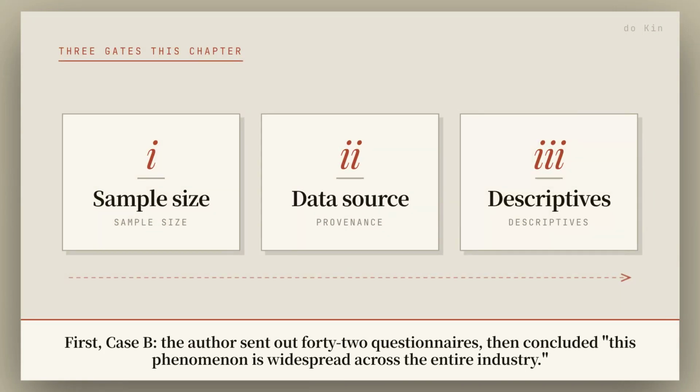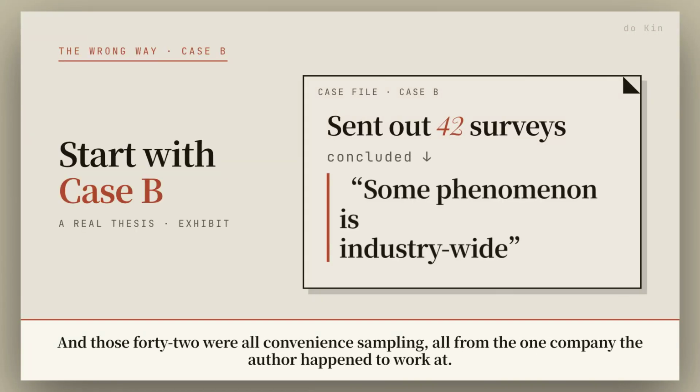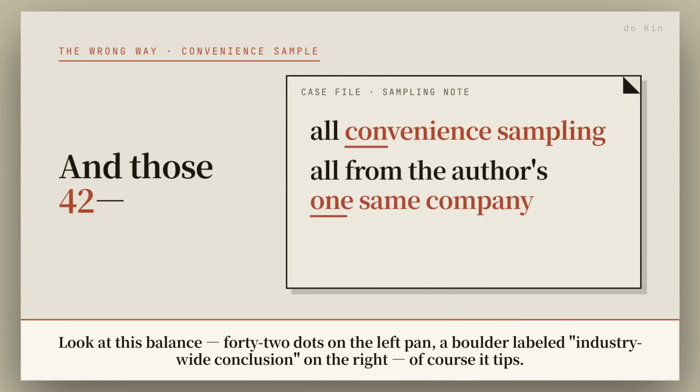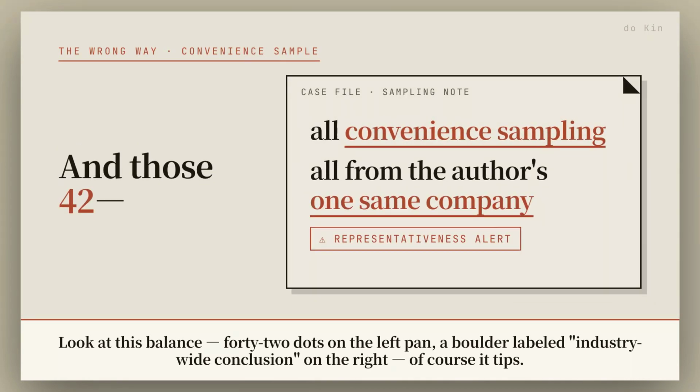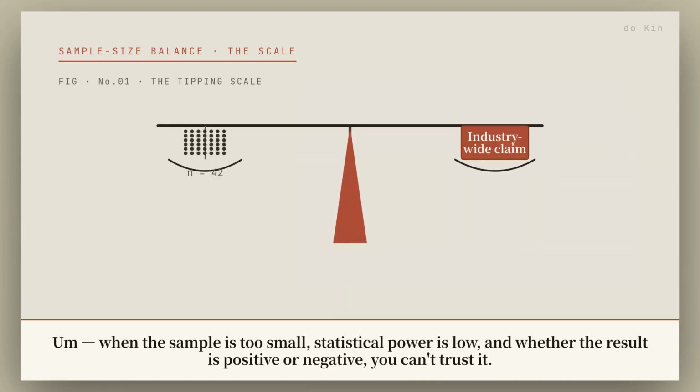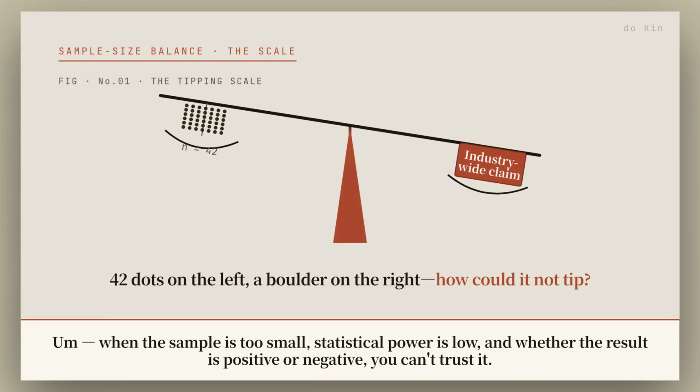The author sent out 42 questionnaires, then concluded this phenomenon is widespread across the entire industry. And those 42 were all convenience sampling, all from the one company the author happened to work at. Look at this balance. 42 dots on the left pan, a boulder labeled industry-wide conclusion on the right. Of course it tips. When the sample is too small, statistical power is low, and whether the result is positive or negative, you can't trust it.